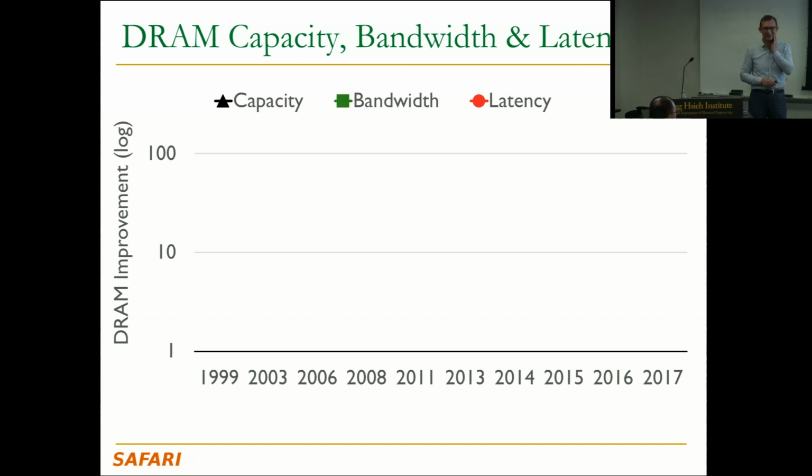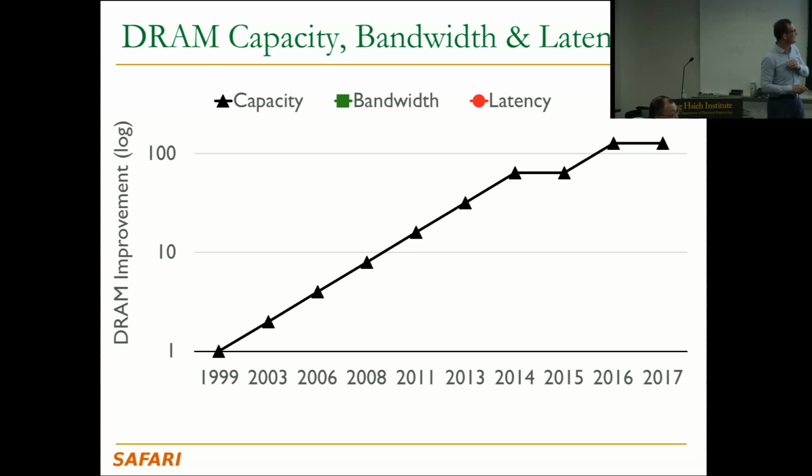Any guesses? 40 times, I heard. 1,000 times. And the real answer is somewhere in between. It's basically 128x. And this is where DRAM manufacturers are designing their chips for, right? They want to actually reduce cost per bit, which means that they want to cram more bits inside a given area. And they've been successful at it, but it's becoming harder, as you can see. It's not increasing as fast.